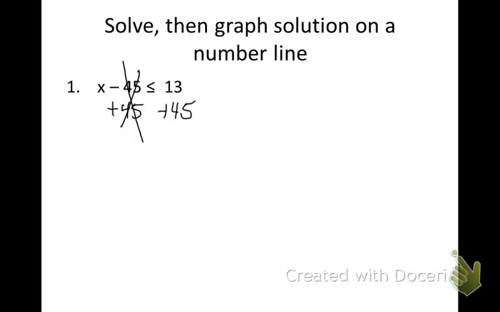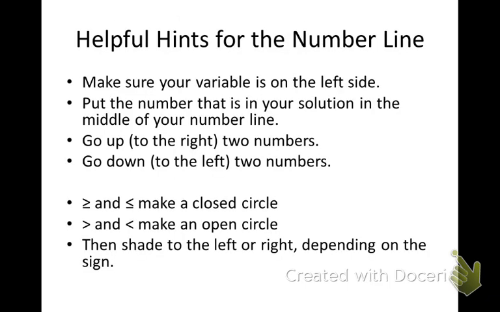My 45s would cancel. I bring down my x. I bring down the sign. 13 plus 45 would give me 58. And it says, then graph the solution on a number line. And I think we're going to save that for a slide because I want you to see on the next slide that'll help to know the specifics of how to graph these problems. So hopefully you can see just from this problem that really nothing changes as far as there being a greater than or equal to sign in these problems. So the next slide is going to give you some hints for how to do a number line.